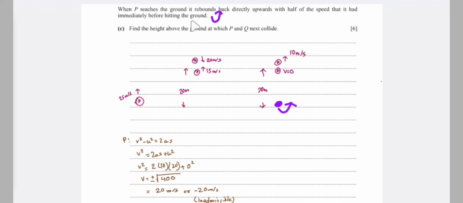Immediately before hitting the ground, let's suppose it has a speed of v, and after it rebounds, it has half the speed, that is v by 2. So when it hits the ground, it has a speed of v. Then, if it rebounds, it has a speed of v by 2. So find the height above the ground at which P and Q next collide. We need to find the height at which the next collision occurs.